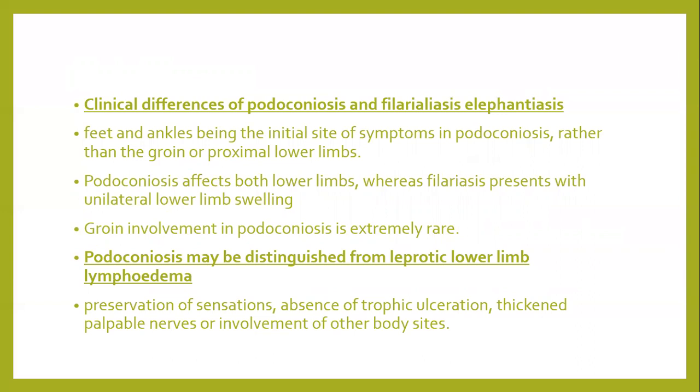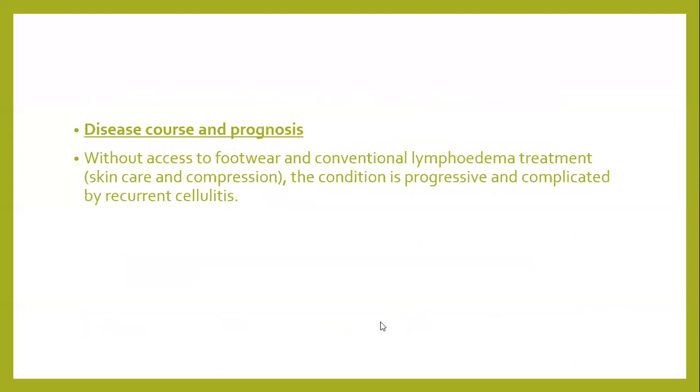Podoconiosis affects both lower limbs, whereas filariasis presents with unilateral lower limb swelling. Groin involvement in podoconiosis is extremely rare. Podoconiosis may be distinguished from leprotic lower limb lymphedema. In leprosy, there will be loss of sensations, trophic ulcers, thickened peripheral nerves, and involvement of other sites, which is not seen in podoconiosis. Disease course and prognosis: without access to footwear and conventional lymphedema treatment, the condition is progressive, complicated by recurrent cellulitis.